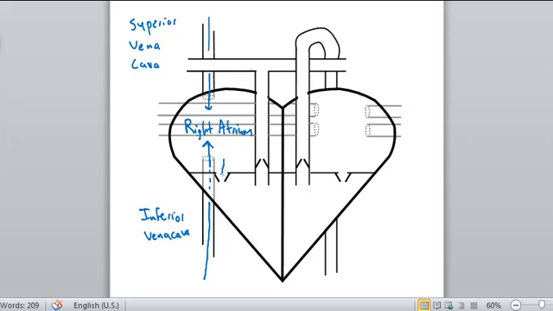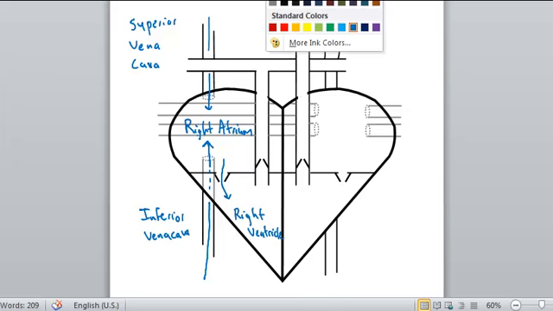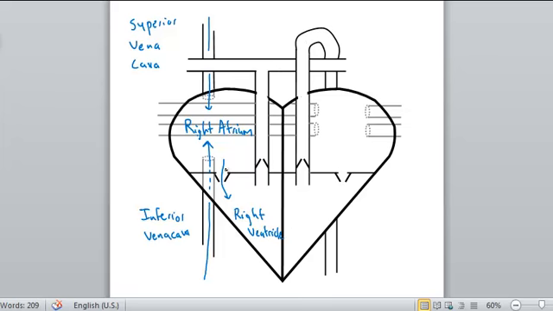It is then pumped from the right atrium into the right ventricle. And to get into the right ventricle from the atrium, it has to go through this one-way valve. Prevents blood flow from going back up into the atrium. That one-way valve is called the AV valve. AV for atrioventricular valve.